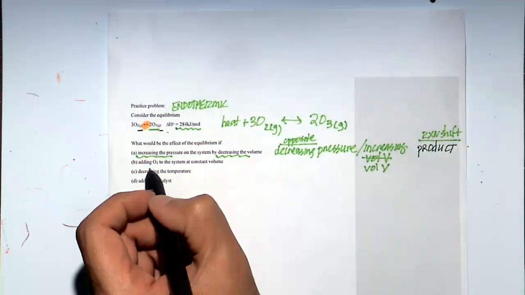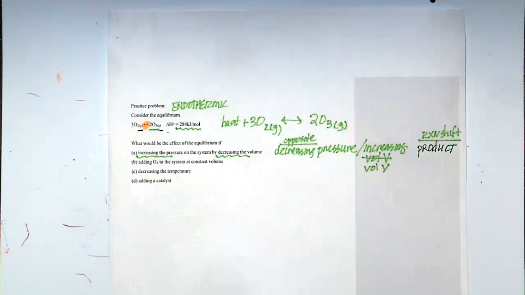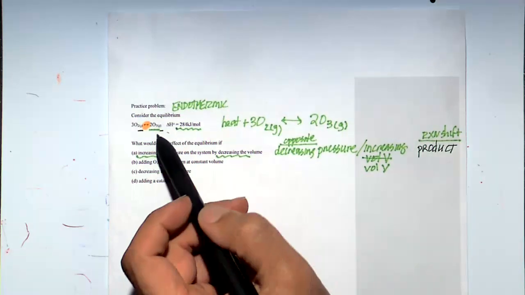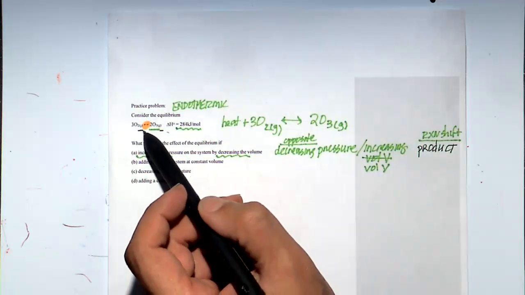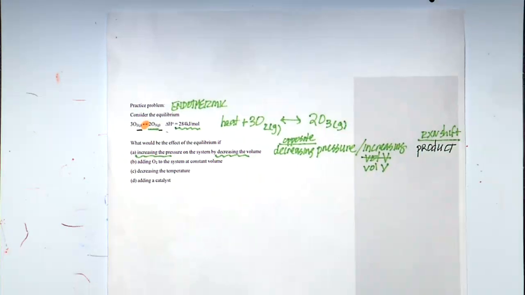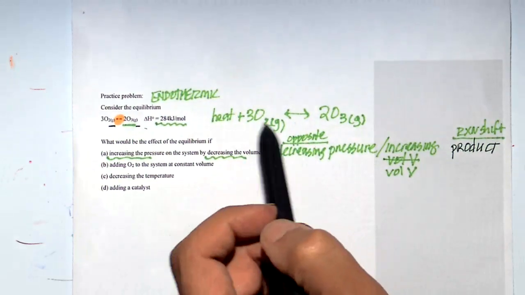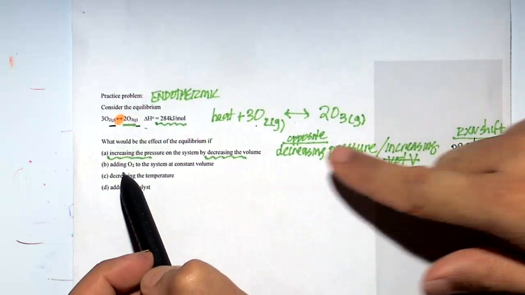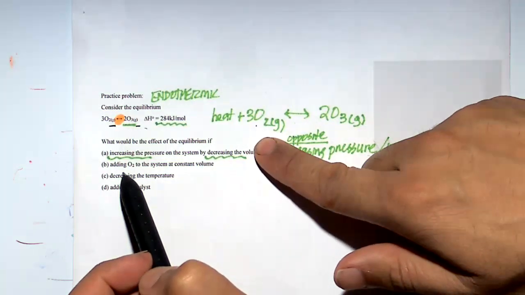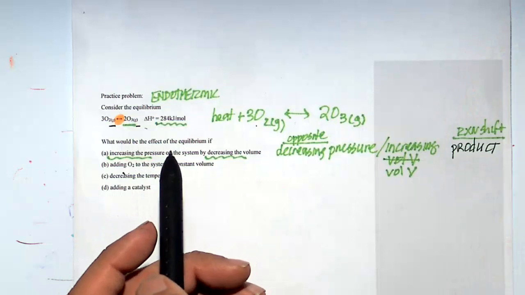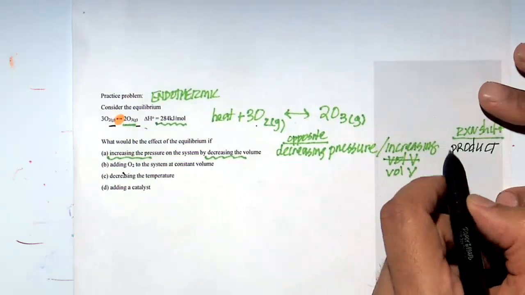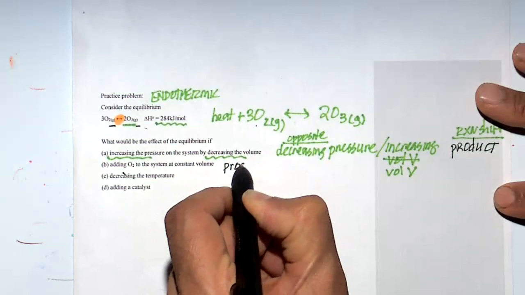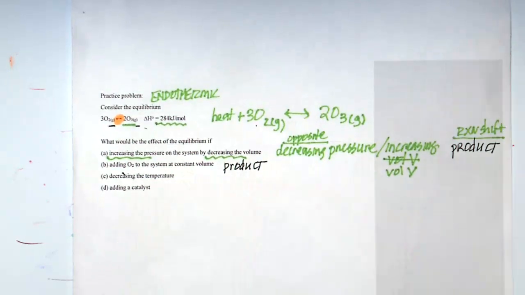All right, how about adding O2 to the system? What's the opposite of adding O2? Taking it away. Which side takes away O2? Yes, the product side takes away O2. So you add O2, the reaction will not shift to make more O2. It will shift to remove the O2, and Connor's correct. This is the product side. The reaction will shift to the product side.